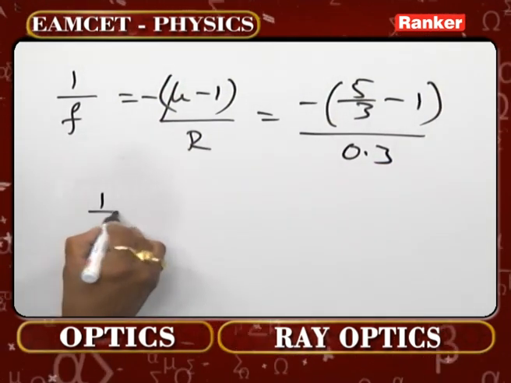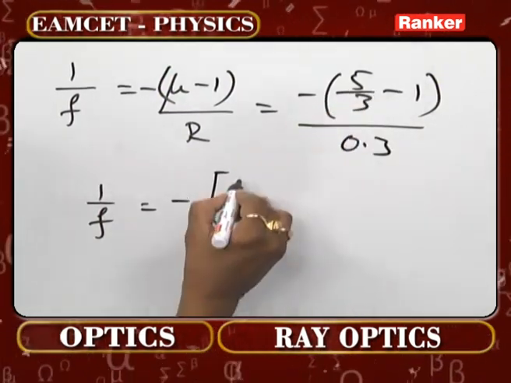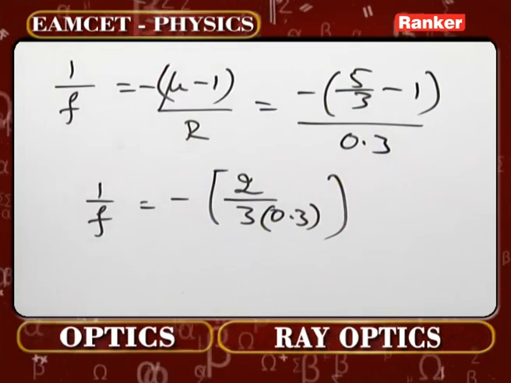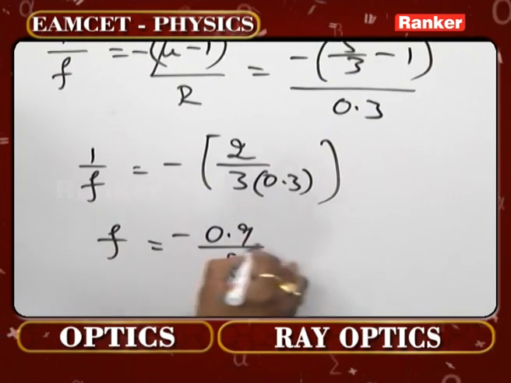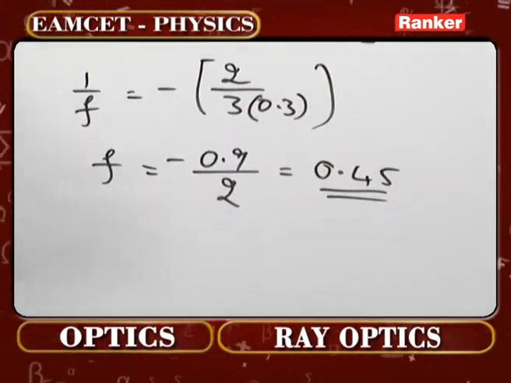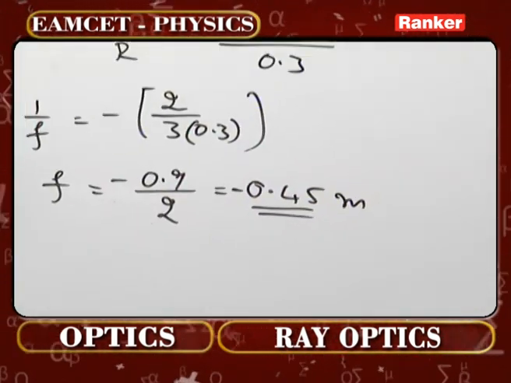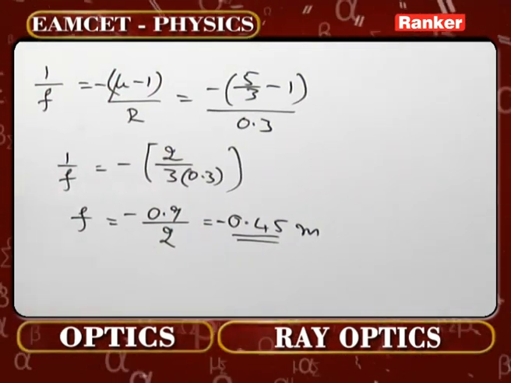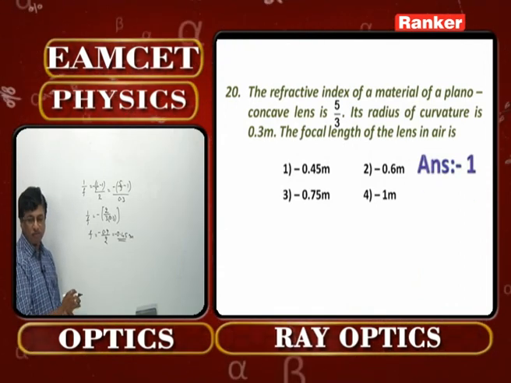So can't you just write 1 by f is equal to minus, you take it like that only. This now becomes 2 by 3 into 0.3. That is the concept. Then what will be f now? 0.9 by 2 with a negative sign, that is 0.45. What are the units he has given you? Meter. Therefore, minus 0.45 meter must now be the corresponding focal length. So which option is correct there? First option is going to be correct for this question number 20.